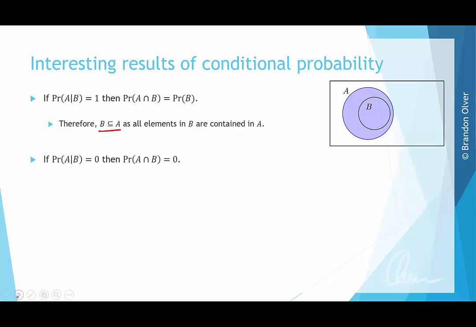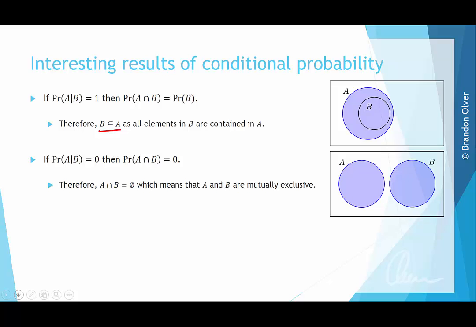If the probability of A given B is equal to 0, then we know that the probability of A intersecting B must equal 0. That's the only way that our conditional probability formula can equal 0. So if that's the case, we know that the intersection of A and B must contain no elements, which means A and B are mutually exclusive events.